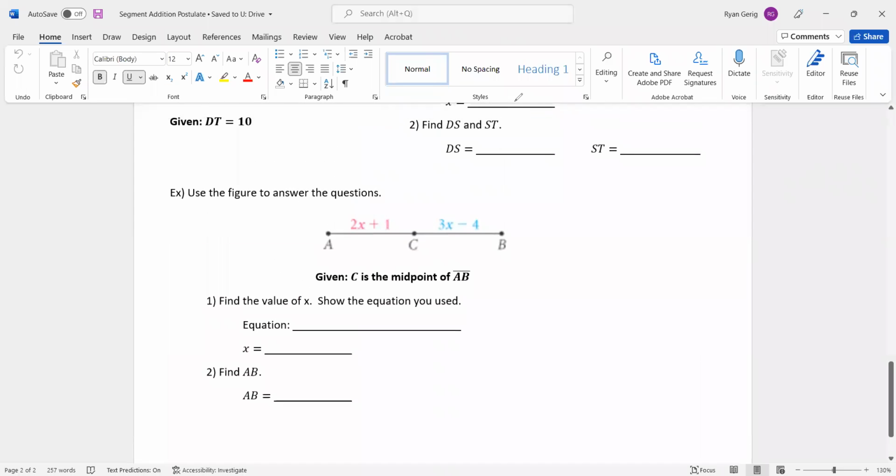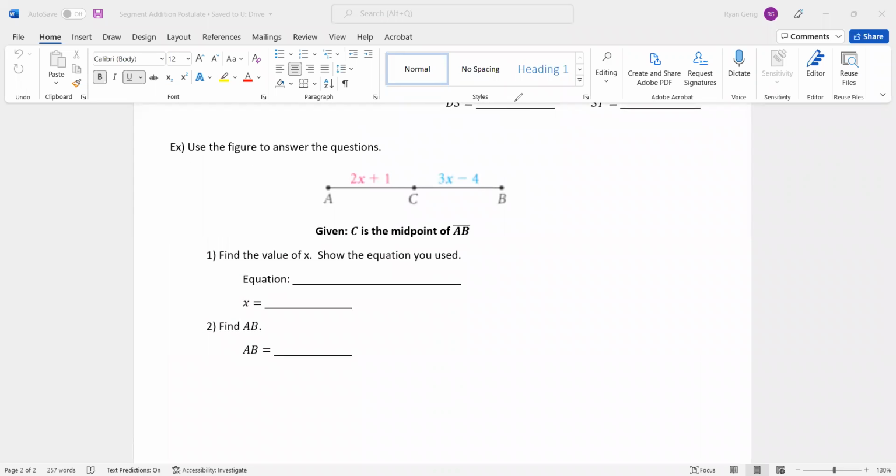Now, next problem. Not always going to follow the exact same pattern that I just did. Look at my given. C is the midpoint of AB. There's that word that I introduced on the front side. C is the middle of AB, which means that these two segments are equal. Notice I don't know the length of AB. It's not there. I didn't give you that like I did in the previous problem.